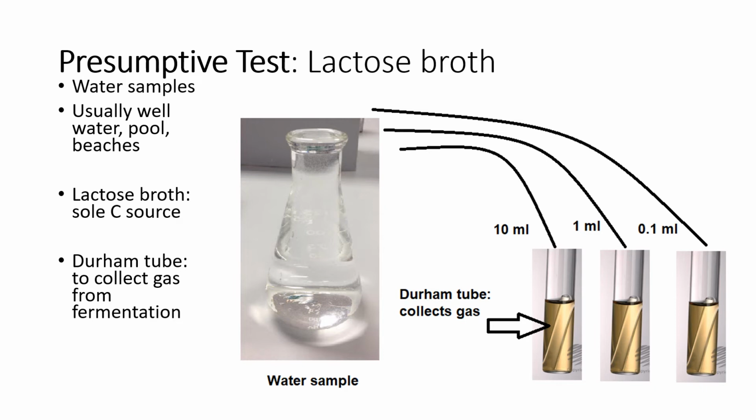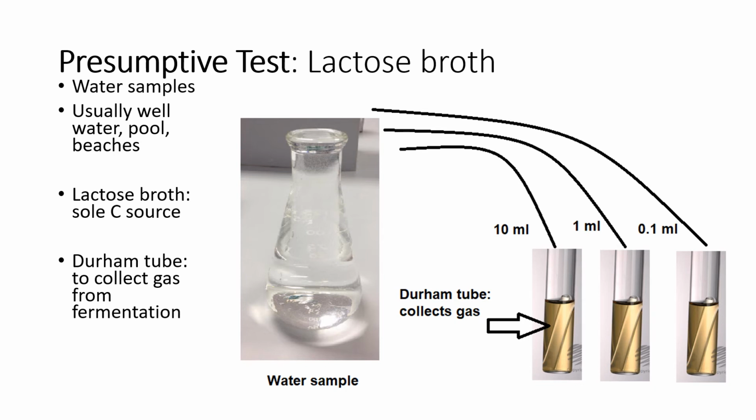And so we would take your water sample and we would put 10 milliliters into the first, then 1 and 0.1. This is a way to do a little bit of a qualitative and quantitative analysis of your water sample. Remember, to be a coliform, not only would you ferment this lactose, but you would also produce acids and gas.